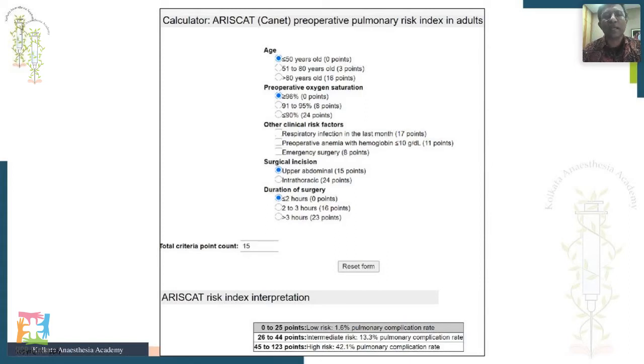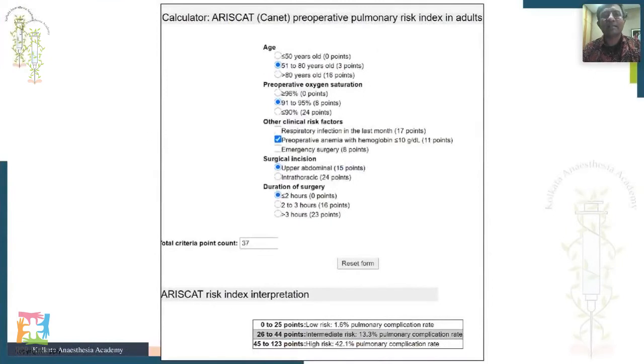Suppose you have a person who is less than 50 years old, whose room air saturation is more than 96%, does not have respiratory infection, does not have anemia. It's a planned surgery, an upper abdominal one, say a laparoscopic cholecystectomy, which is going to take less than 2 hours. The total score is 15, and therefore he is in the 0 to 25 range. It's a low risk of developing postoperative pulmonary complication.